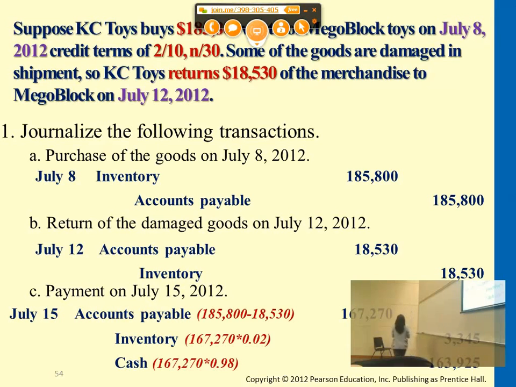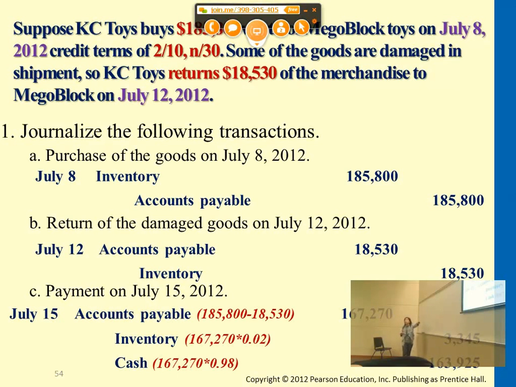So if we post all these entries to their specific T accounts, and if we just look at inventory account here, you will see $185,800, the original purchase price. This was the first entry. And you realize that part of the goods are damaged, $18,530. This will reduce inventory account.